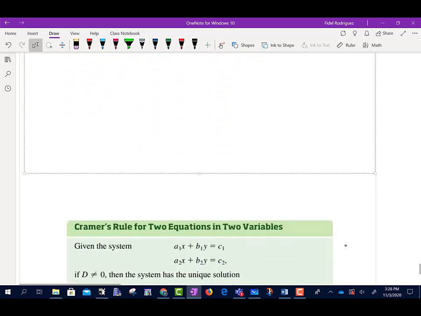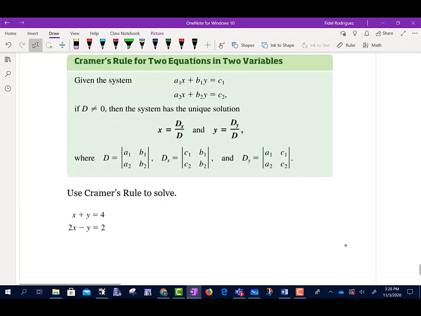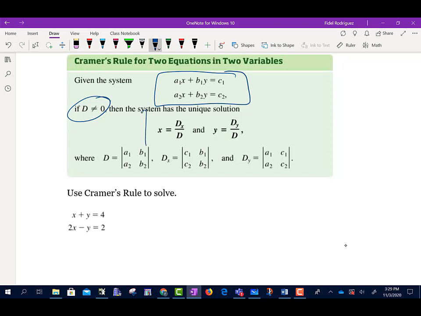Okay. All right. So now we have something called Cramer's rule. Okay. Cramer's rule for 2 equations and 2 variables. So I'm going to show you how we're going to go through this process. Okay, so the directions here say, look, if this is our system of equations, a1x plus b1y equals c1, and a2x plus b2y equals c2. And it's telling me that D is not equal to 0, and I'm going to show you what D means in a little bit. Then the system has a unique solution. So it's given me how we're going to find the solution using Cramer's rule.